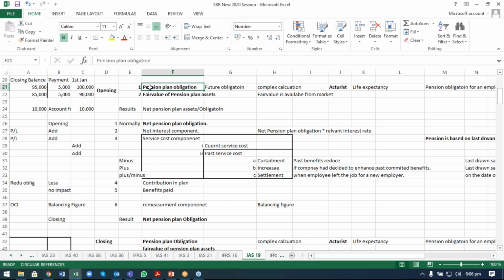It means the benefit paid to the employee is against the pension plan obligation of the company, right? So suppose on 1st of January, the company has a pension plan obligation of 100,000 and a fair value of pension plan assets of 90,000. So the difference, the net pension plan obligation, is 10,000. Is it clear? Next aspect: during the year till 31st of December, the company has paid 5,000 of the pension plan obligation, out of a total of 100,000.